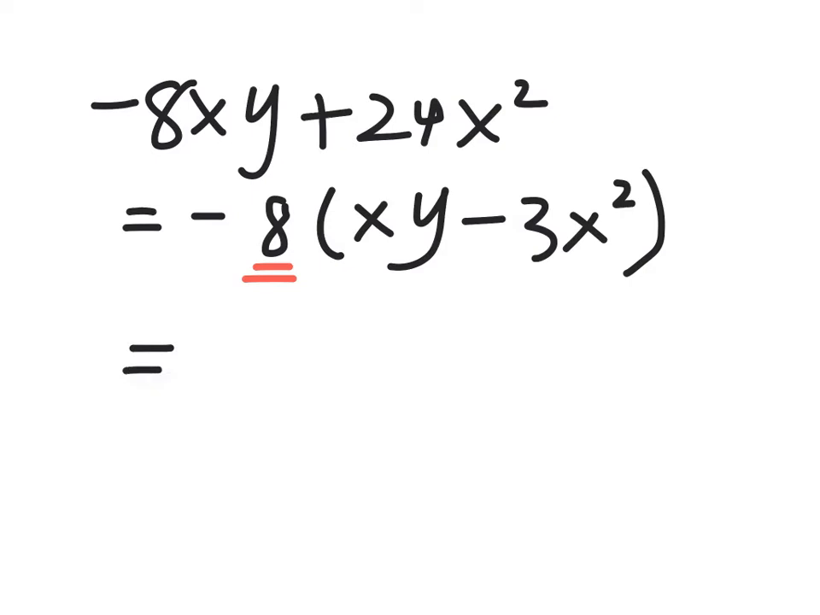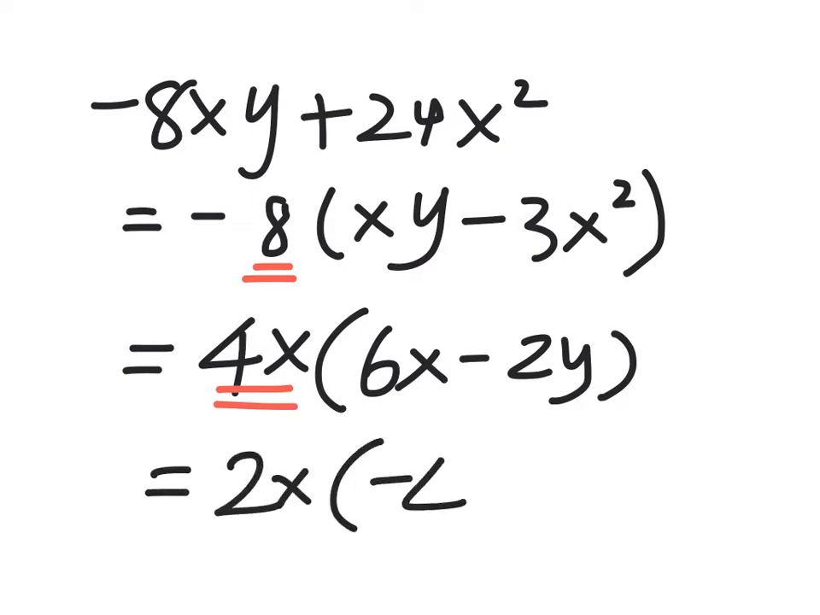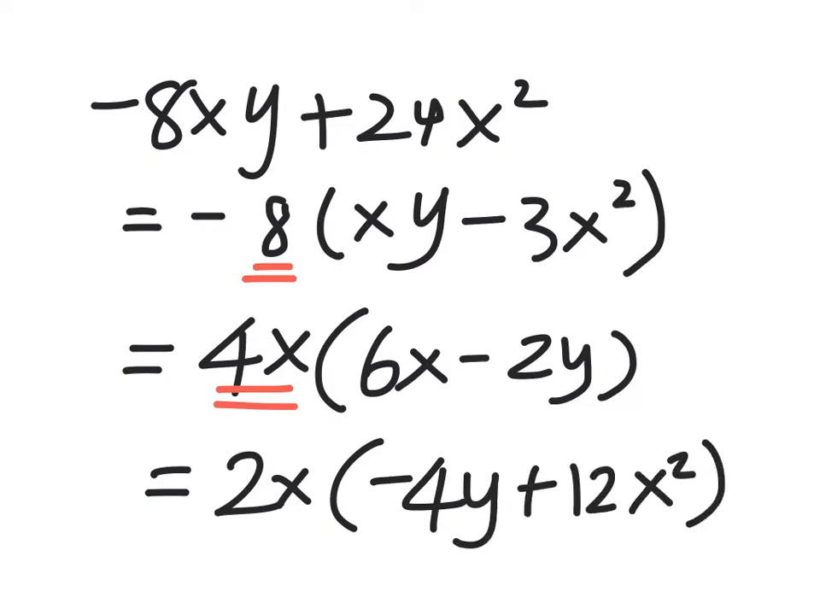And some of you wrote 4x times 6x minus 2y, because you notice that 4x is what they have in common. And also some of you wrote 2x times negative 4y plus 12x squared. As you saw, 2x is what they have in common. All these are correct ways of factoring. However, they're not what we call factoring it completely.